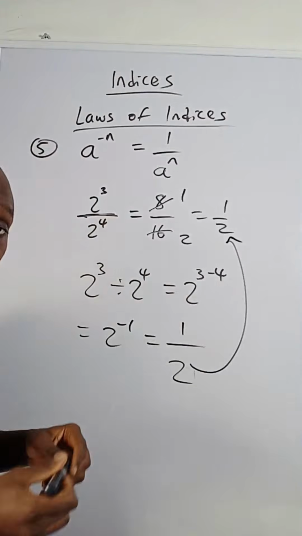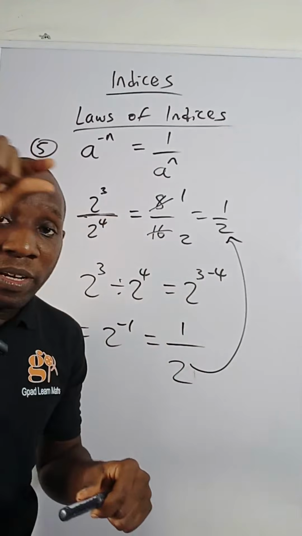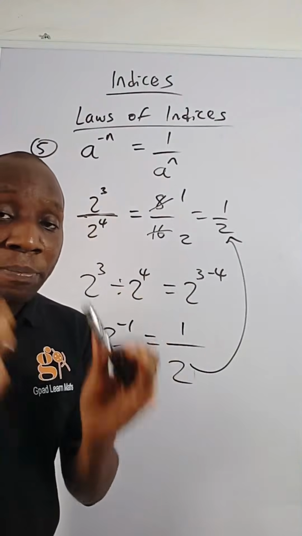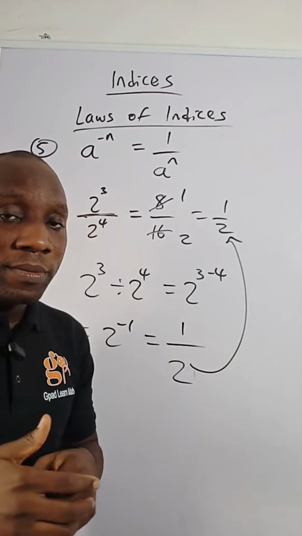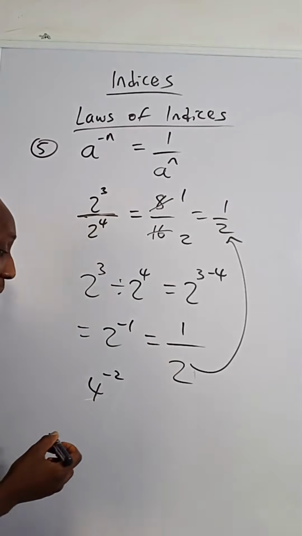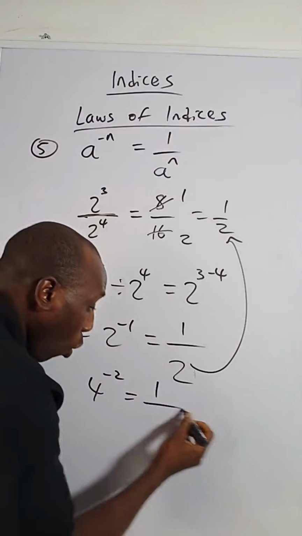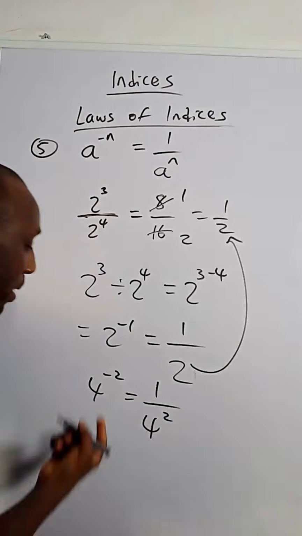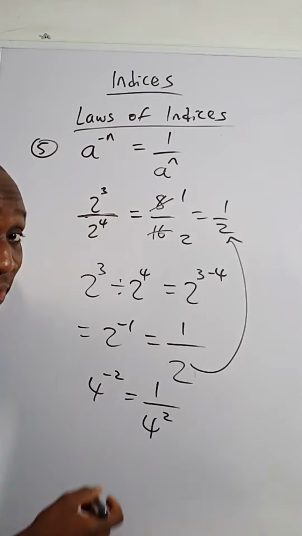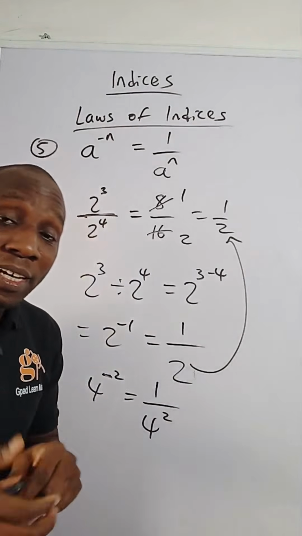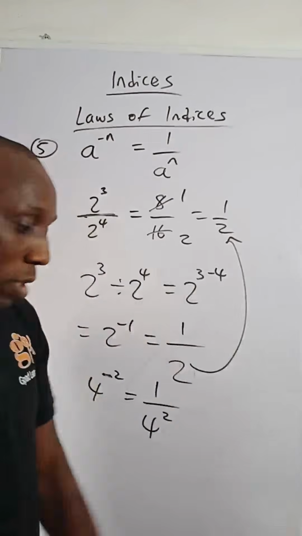So I've just proven the negative index law: when you have a negative index, you take the reciprocal of the base with the exponent. So even if you have 4 raised to the power negative 2, this can be written as 1 over 4 raised to the power of 2. This and this are the same. Why is it 1 over the base? Because of this negative sign attached to the exponent. So this is how it works.